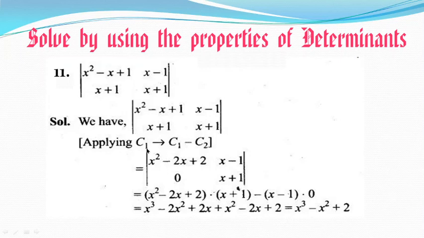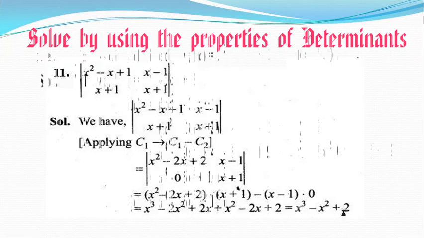Here applying C1 changes to C1 minus C2. We are subtracting C2 from C1. So on subtracting and then expanding, because here we have got 1, 0, we can expand it. It will simplify our calculation. And the answer is x cube minus x square plus 2.